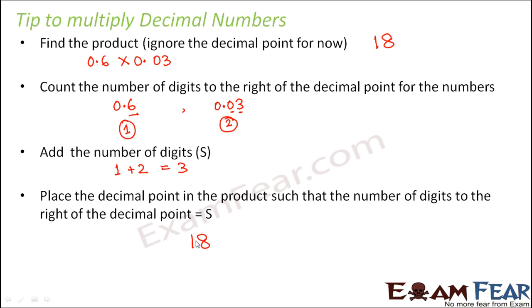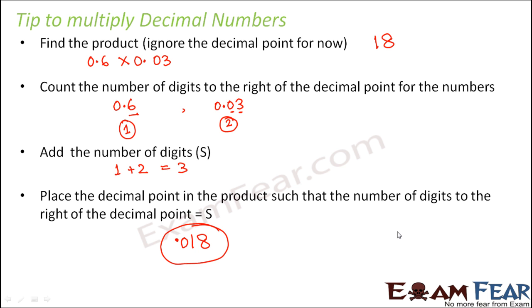Will you place it here? No, because if you place it here, the number of digits after the decimal point would be 1. If you place it here, the number of digits after the decimal point would be 2. But I want the number of digits after the decimal point to be 3. So I would place it here and I would place a 0 here. Now the number of digits after the decimal point is 1, 2, 3. So this is our answer. This is how we find the product.